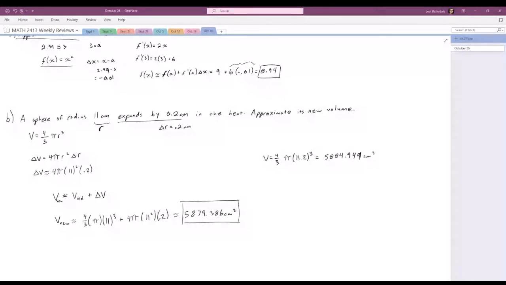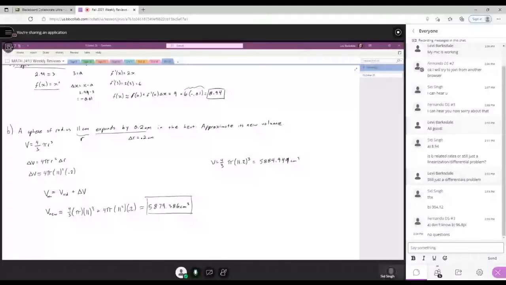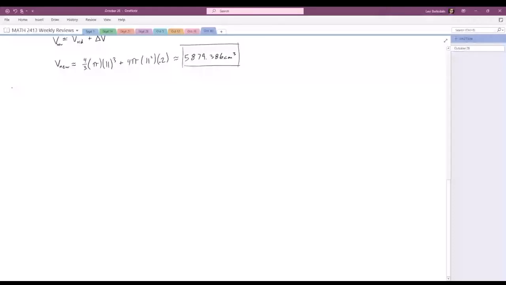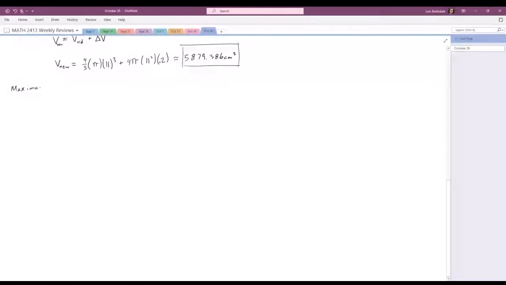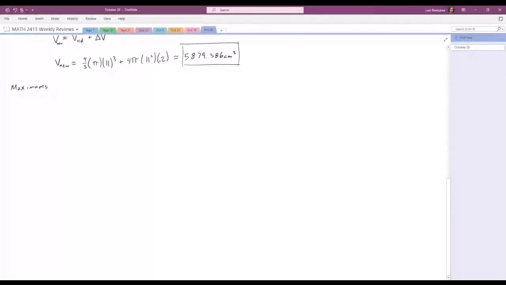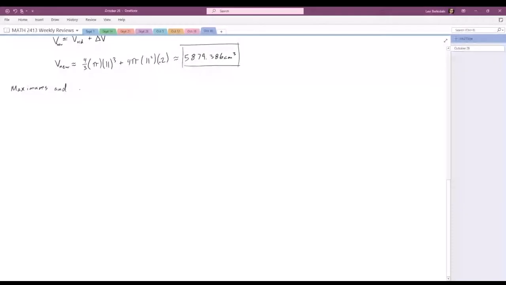Okay. All right then. In that case, we're going to move on from differentials to maxes and mins, which are one of the greatest or most common applications of calculus.